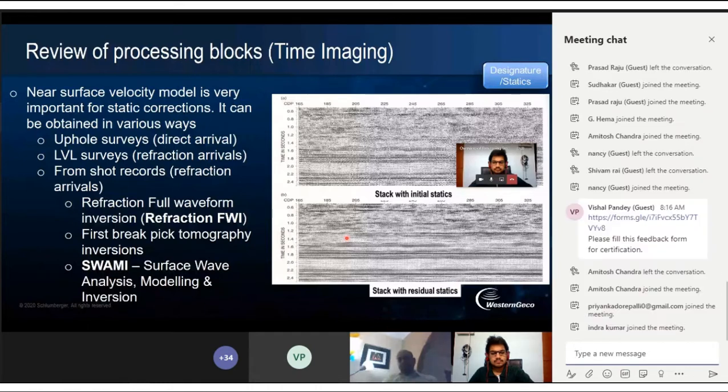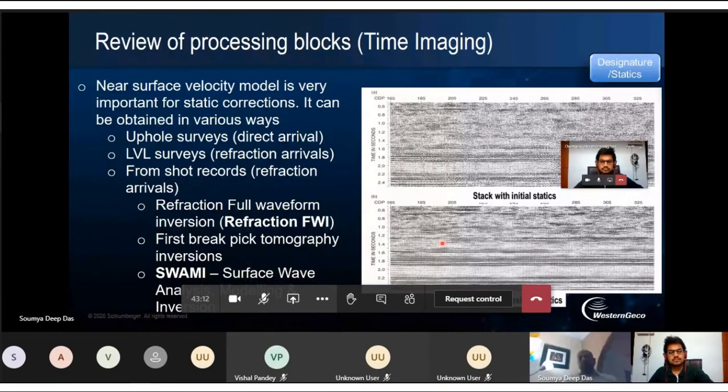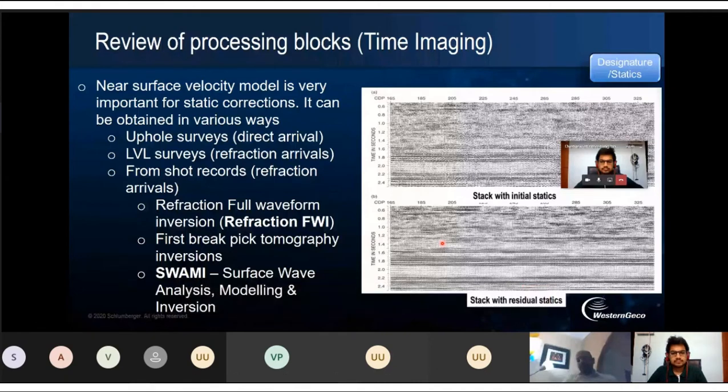And you can easily see the water bottom is pretty jittery, right? And if you try to estimate a velocity model with this, it is definitely going to go in the wrong direction. But after water velocity correction, you see the water bottom is pretty much flat, and it represents close enough the true water bottom at this point.